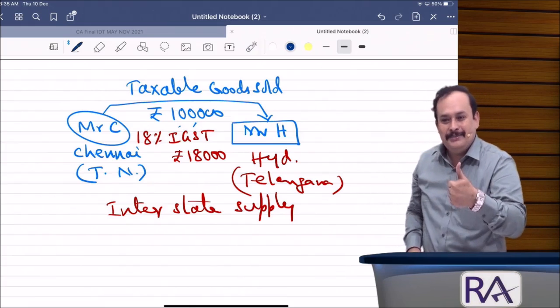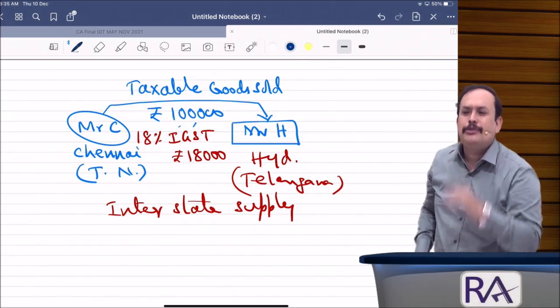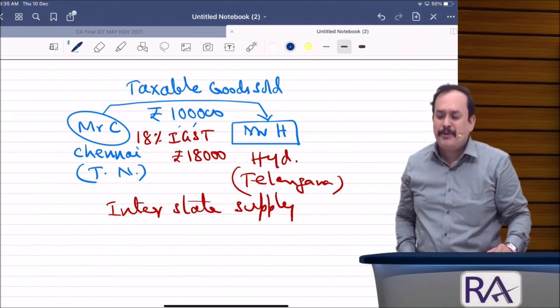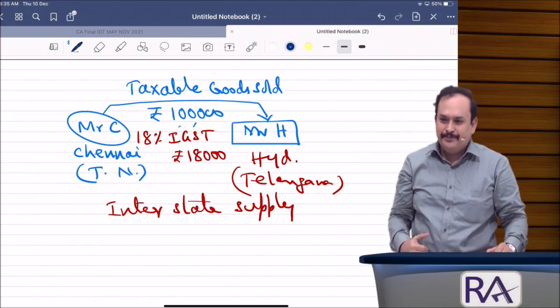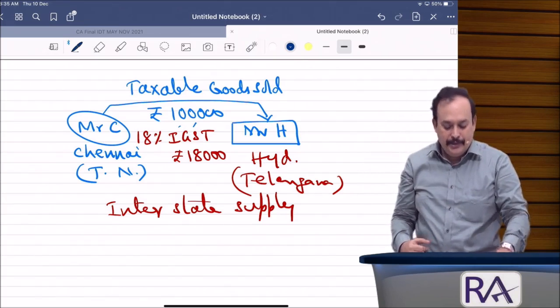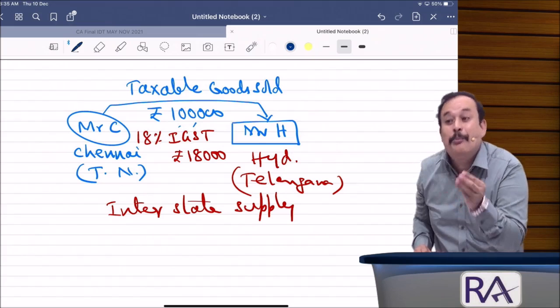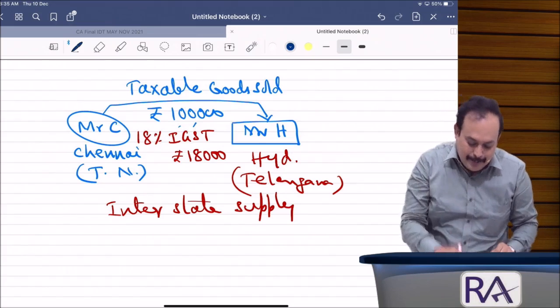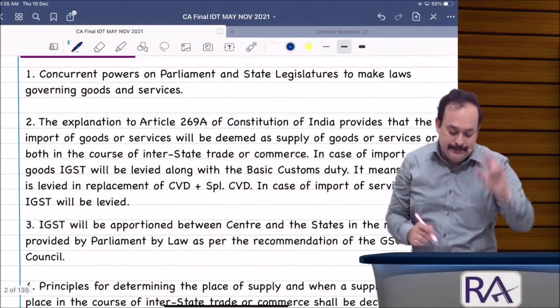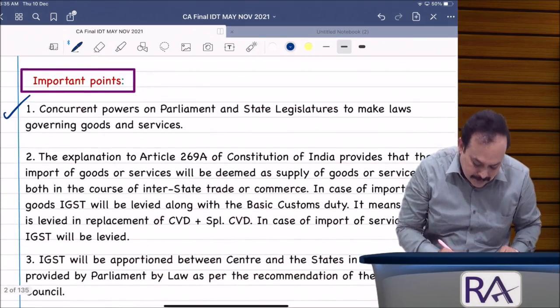Now, got the clarity? One should know the meaning behind the IGST, being a financial professional. Is it clear, my dear sir? Further, I am just talking about fundamental aspects, important points, nothing else. So the first point is clear.